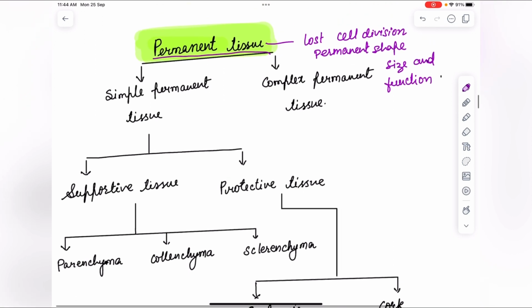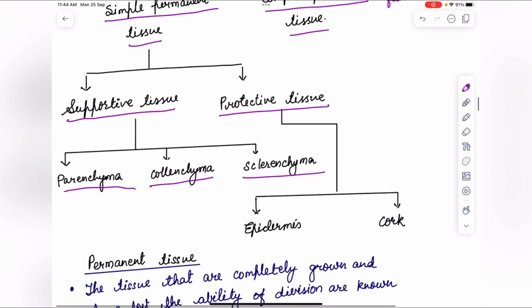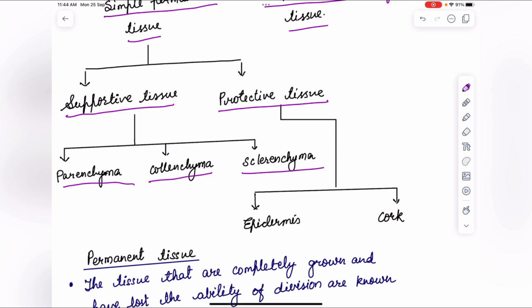So what are we going to study in permanent tissue? Permanent tissue is of two types, that is simple permanent tissue and complex permanent tissue. In simple permanent tissues, there are two types of tissues, that is supportive tissues and protective tissue. In supportive tissue, we'll study three types, that is parenchyma, collenchyma and sclerenchyma. And protective tissue is of two types, that is epidermis and cork.